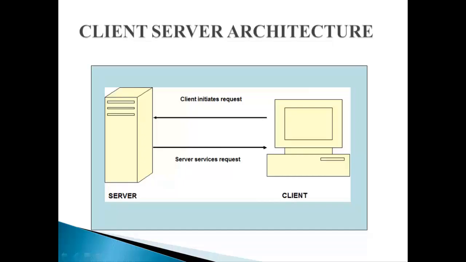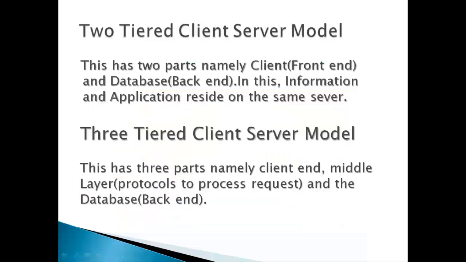Now we will see the schematic diagram of client-server model. In a 2-tiered client-server model, it has two parts, namely the client end and the database end. In this, the information and application reside on the same server. While in a 3-tiered client-server model, it has three parts, namely client end, middle layer, and the database end. In this, the application and information reside on the different servers.